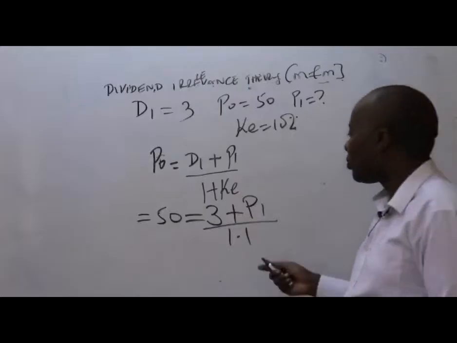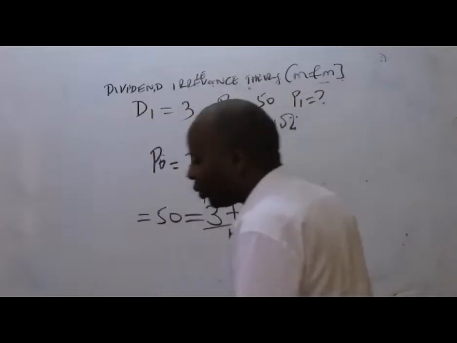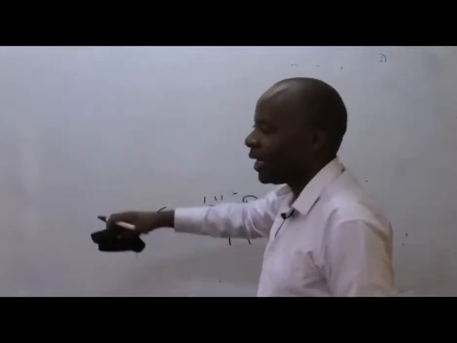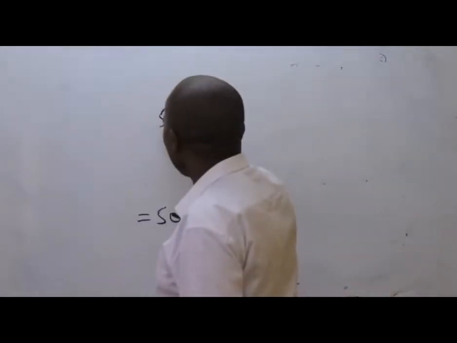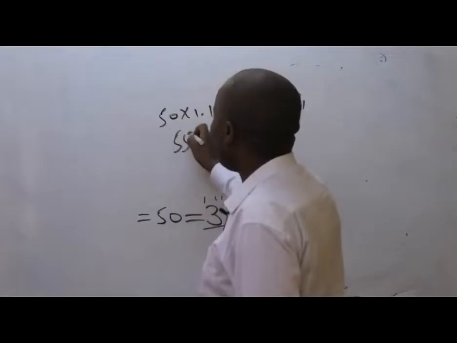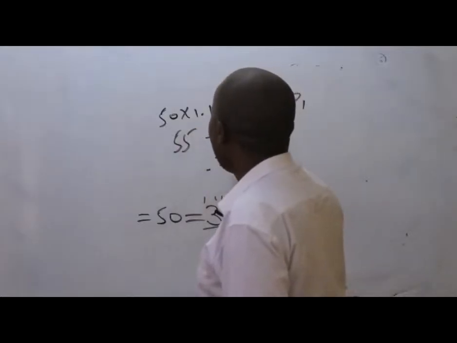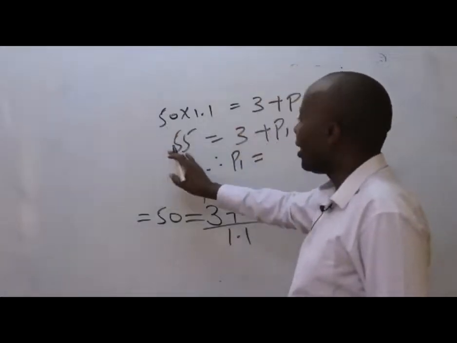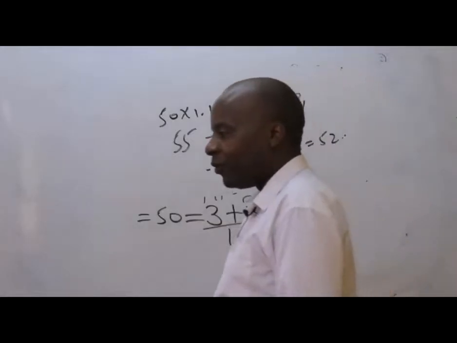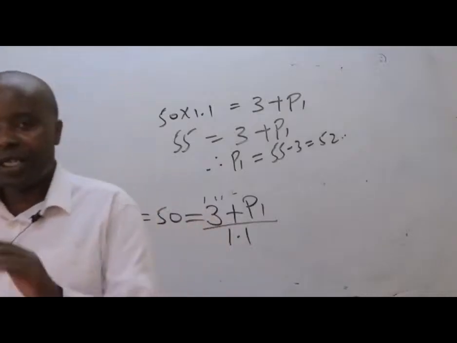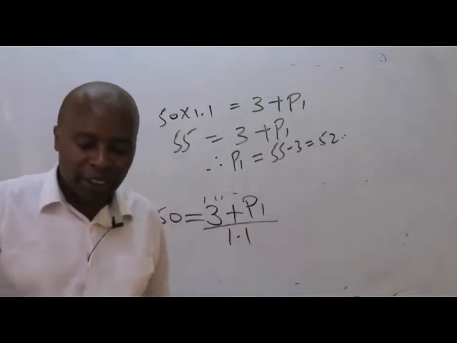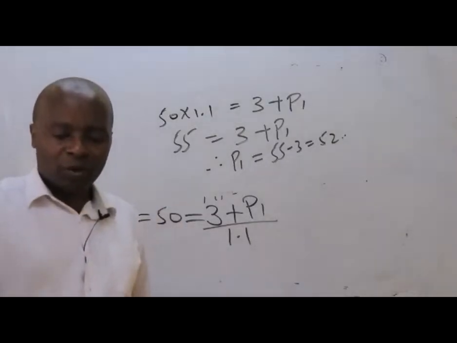So in this case, if we were to cross multiply, what will I end up getting? If we cross multiply, then this will be 50 times 1.1 equals 3 plus P1. Then this will be 55 equals 3 plus P1, implying that P1, if you take the 3 to the other side, it becomes negative. It is 55 minus 3, which will give me 52. Something that I know all of us would have gotten very comfortably.